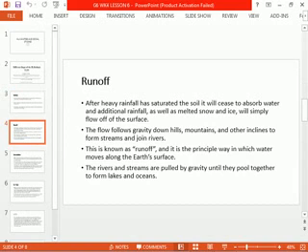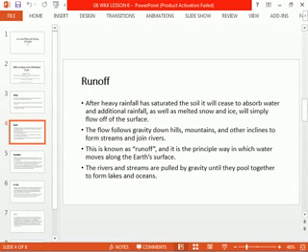Proceeding with our lesson, let us look at runoff, the process of runoff. How does this happen? This happens after heavy rainfall has saturated the soil. It will cease to absorb water, and additional rainfall, as well as melted snow and ice, will simply flow off of the surface. The flow follows gravity down hills, mountains, and other inclines to form streams and join rivers.